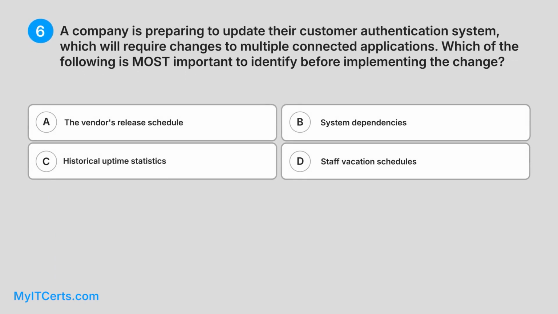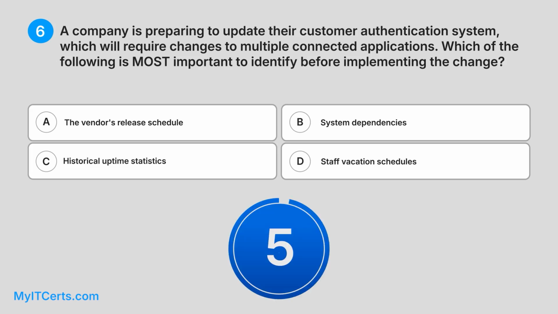6. A company is preparing to update their customer authentication system, which will require changes to multiple connected applications. Which of the following is most important to identify before implementing the change? A. The vendor's release schedule. B. System dependencies. C. Historical uptime statistics. D. Staff vacation schedules. Do you know the answer?